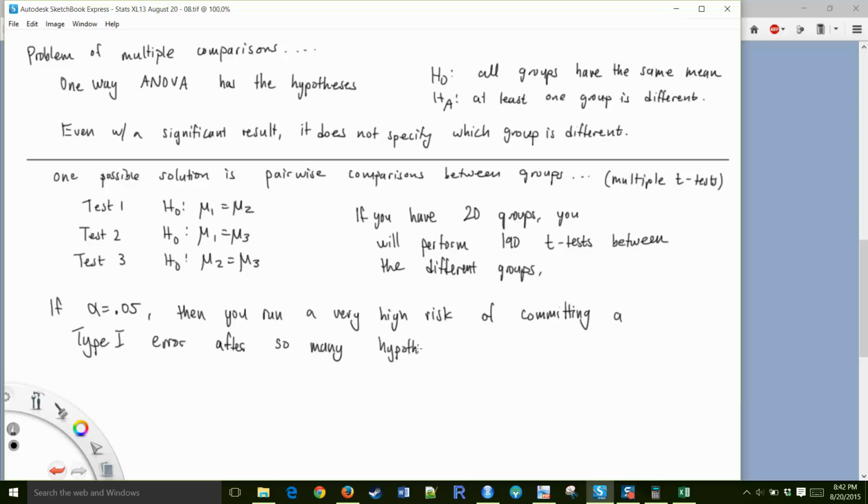Okay, so let me just briefly talk about the other forms of ANOVA that we are not covering, but exist. Okay, and that would be the one-way randomized block design.